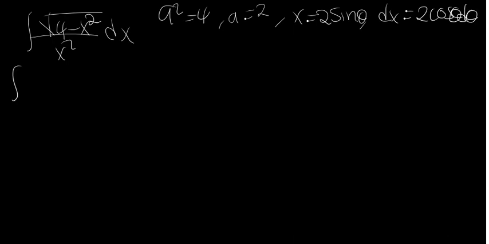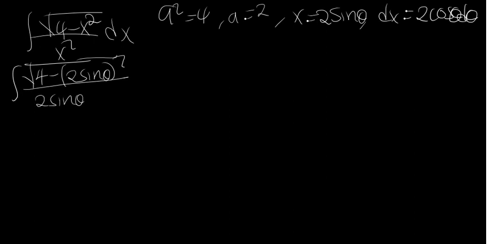The 4 doesn't change because it is constant, but what's going to change is the x. Where there's x, we're going to replace it. Since it is squared, we are going to say 2 sine theta, we square it, divided by, again, 2 sine theta, we square it, times, where there's the dx, we're going to put in what we have there, 2 cos theta d theta. There we go. So from there, what else do we know?